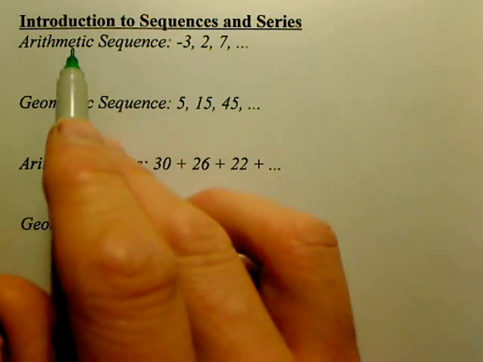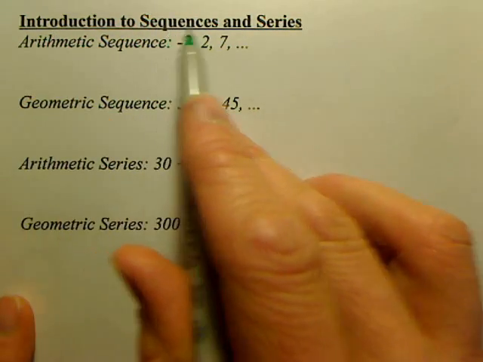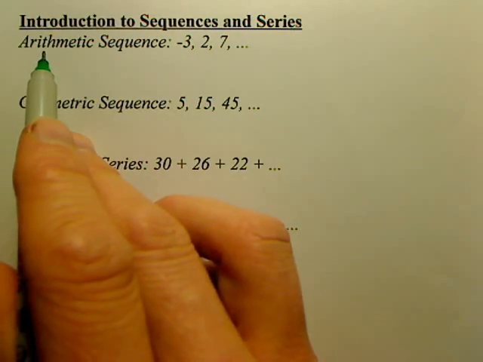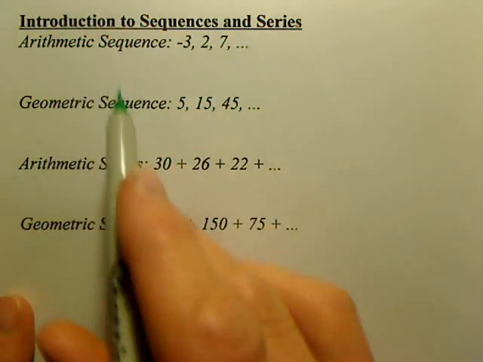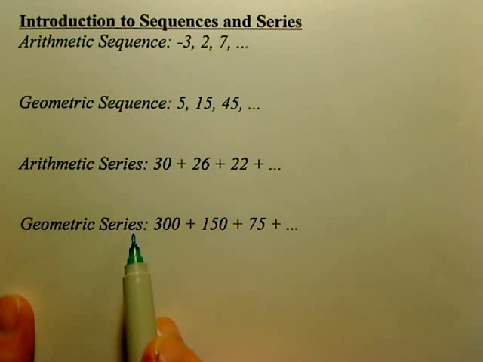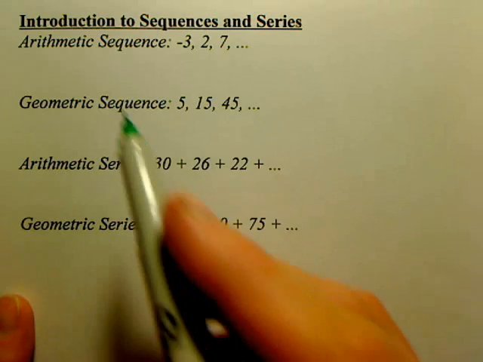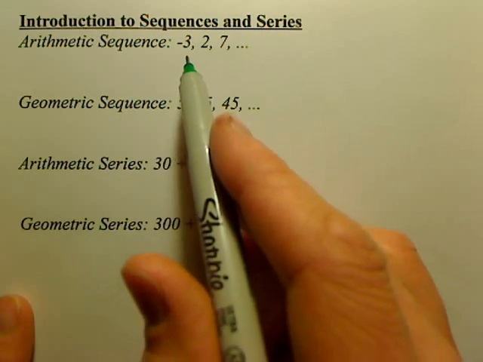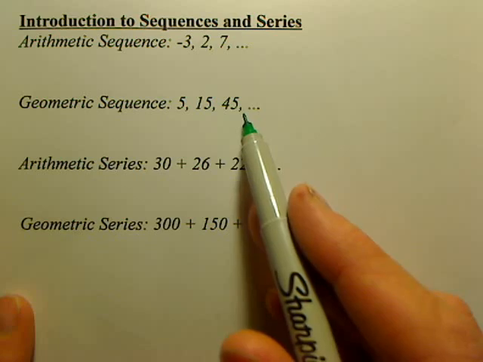I'd like to introduce the basic concepts of sequences and series. We're going to kind of introduce it to you. There are arithmetic and geometric sequences and series. Now, what are all these? Well, they are dealing with patterns. Arithmetic and geometric are different types of patterns, and the word sequence basically is a pattern of numbers.